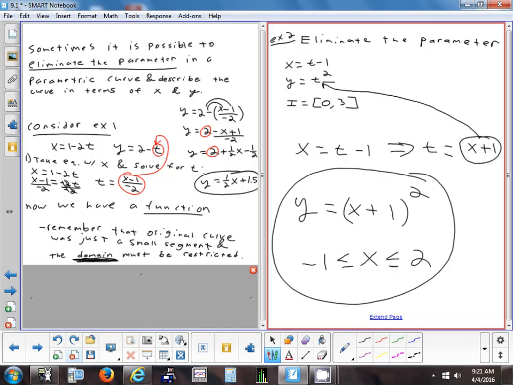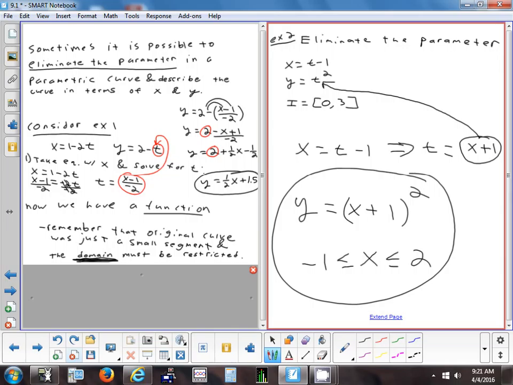You'd be sketching a parabola shifted left 1 unit, but you would only sketch it from -1 to 2. Anything beyond that, you would just leave blank. So x only, just for this. That's all I need.